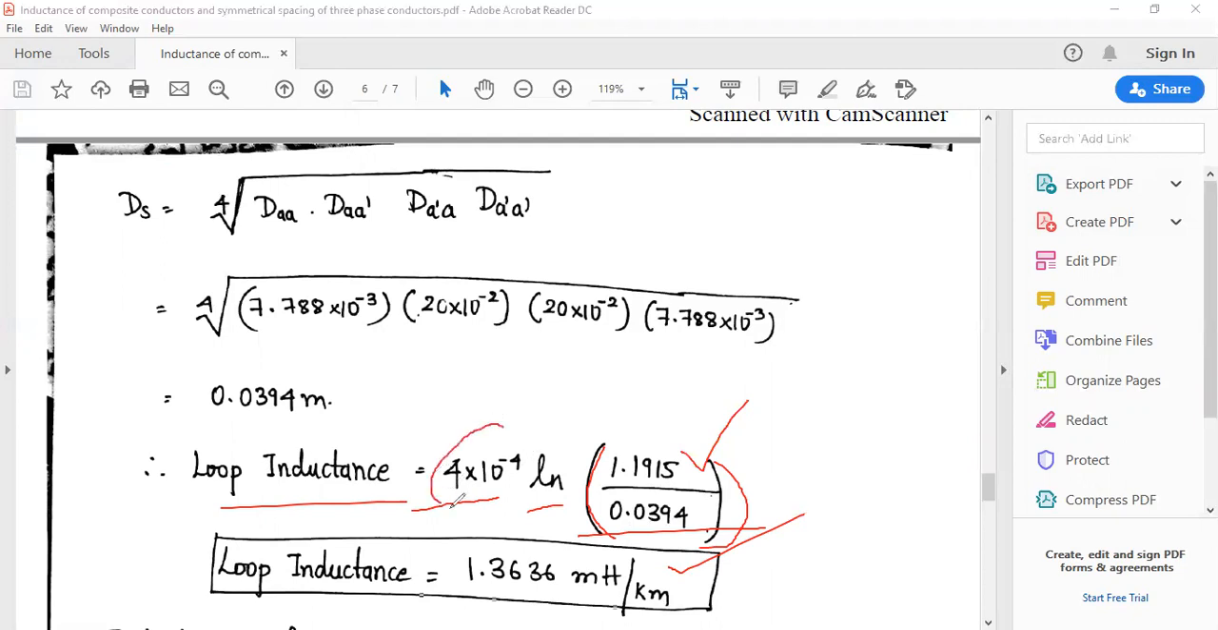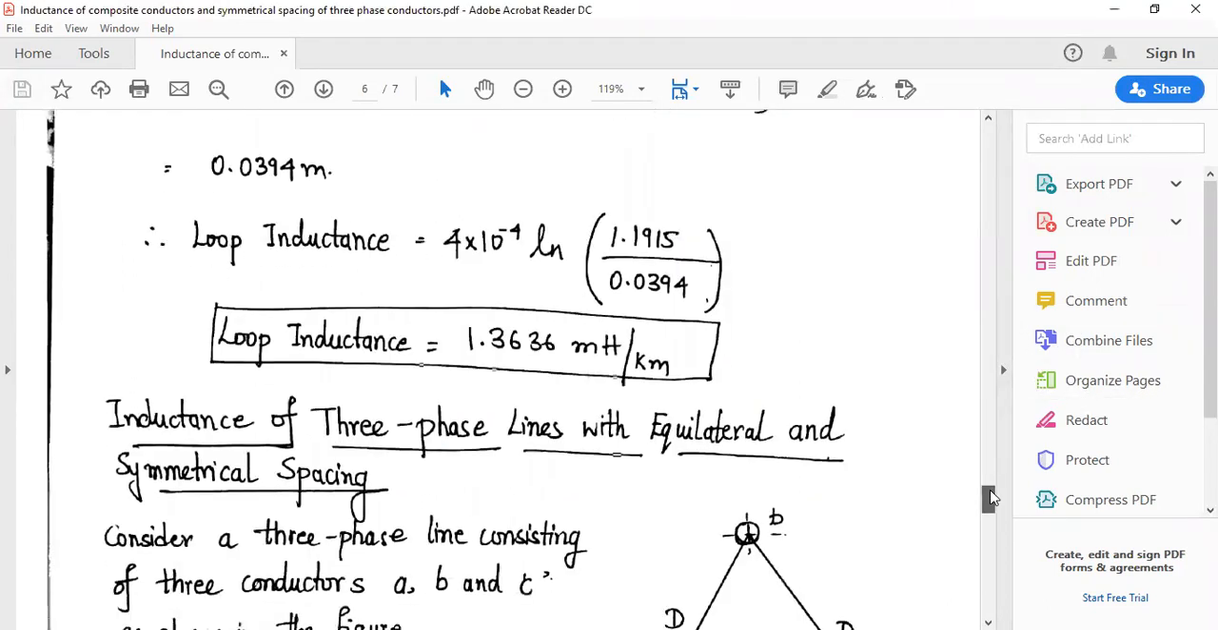So loop inductance covers both the conductors, the current going path and the return path that is being present there. So both the inductances have to be calculated and substituted. So you'll be getting loop inductance as 1.3636 millihenry per kilometer.